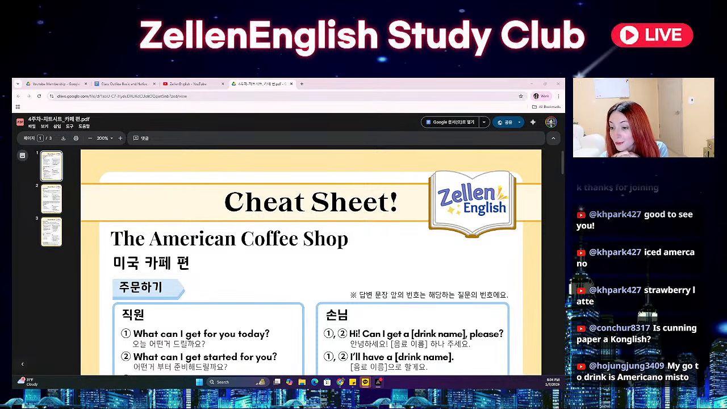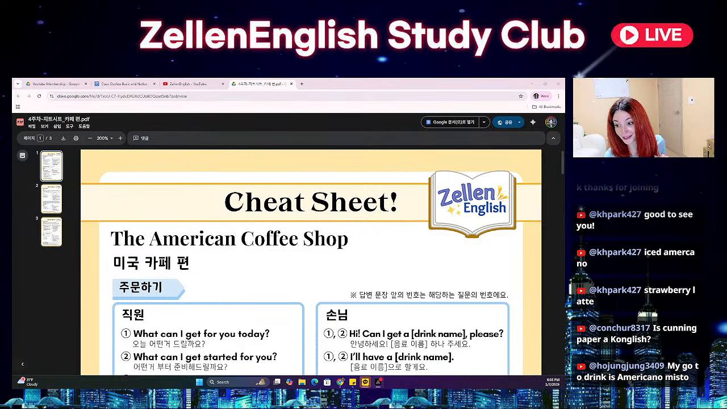So, I want to answer one of the questions real quick in the chat. So, cunning paper, is that Konglish? I think so, because Zach and I talked about this when we started making the cheat sheets. So, I think a cunning paper is basically the same thing as a cheat sheet.